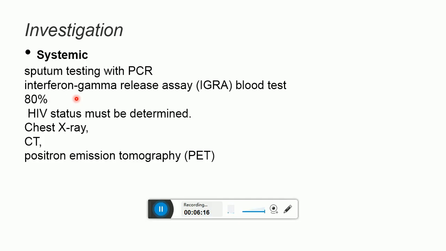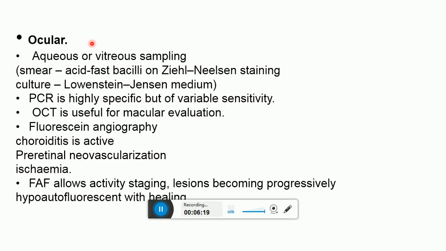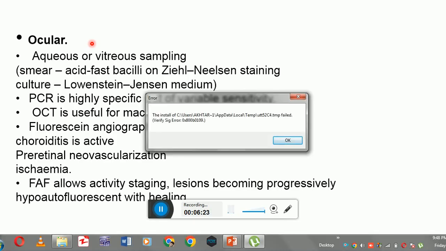Ocular tests: aqueous or vitreous sampling rarely yields demonstrable bacilli. PCR is highly specific but of variable sensitivity. OCT is useful for macular evaluation. FA may be helpful in establishing whether choroiditis is active, as well as confirming pre-retinal neovascularization and demonstrating ischemia. FAF allows active staging, lesions becoming progressively hypoautofluorescent with healing.